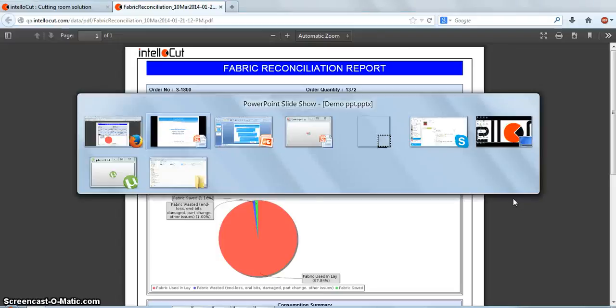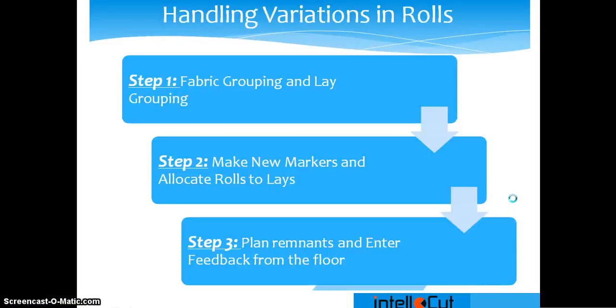So if we go back and see again what we did, we got the fabric in-house. We saw that there are variations in the fabric rolls. According to different parameters, we grouped it. Then we made the new markers accordingly. We did a roll allocation using complex algorithms such that the best utilization of the rolls could happen. And in the end, we effectively planned our remnants, and finally we had savings in the form of a complete roll. So that's all for the variations section in our software.